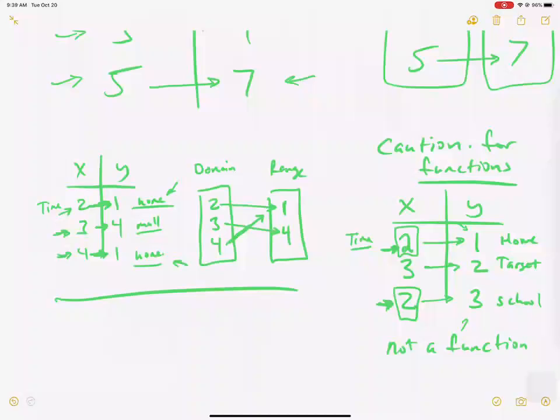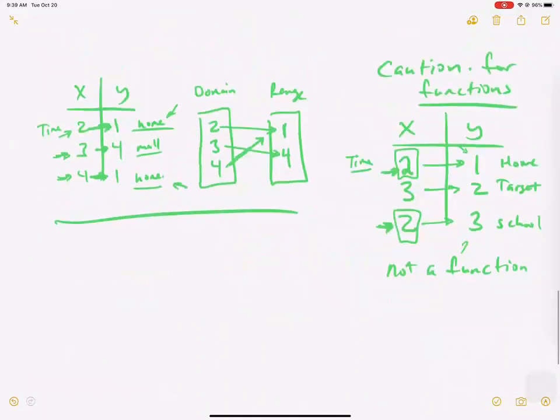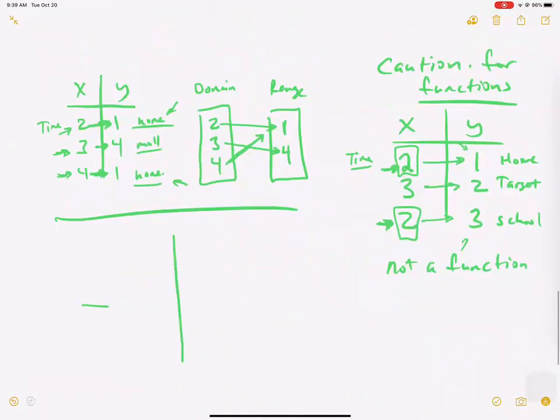At 2 o'clock, you're at home, and at 2 o'clock, you're also at school. Unless you're homeschooling, like we all are right now, distance learning, that doesn't make any sense. So that's a catch when it comes to these problems, is that if they repeat in the input value, it's not a function. Okay? So let's go ahead and do one more thing here.